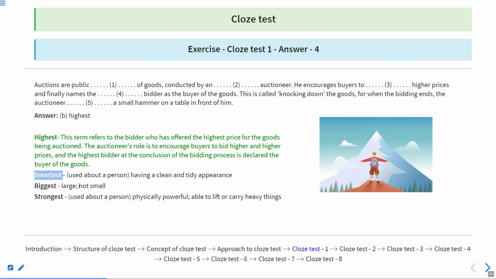Smartest? No, we are not testing smartness here. Smartness typically will mean person with either a clean or tidy appearance or person who is strong intellectually. It is not the biggest because he is not trying to find the biggest buyer. So there may be some confusion between biggest and highest, but biggest is used in terms of large. It is not used in terms of highest, not in terms of money. Strongest. Again, strongest is used about a person who's physically powerful, who's able to lift and carry heavy things, is typically a strongest person.